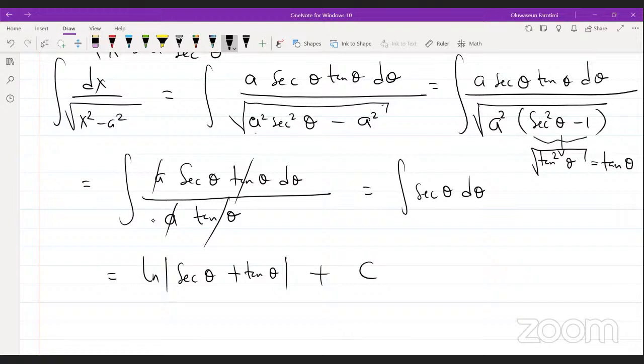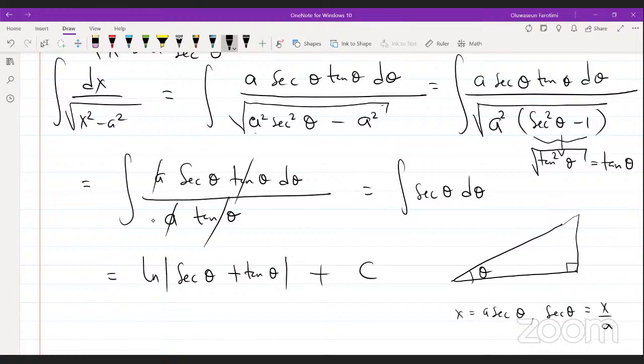What have we done here, guys? Not quite, because we need to switch back to x. To switch back to x, what helps us, guys? We'll set up our right angle triangle. This is theta, this is 90 degrees, right? If I set up this guy, but what do we know, guys? Where did we start from? We started by saying that let x be equal to a secant of theta. But secant of theta is actually x divided by a.